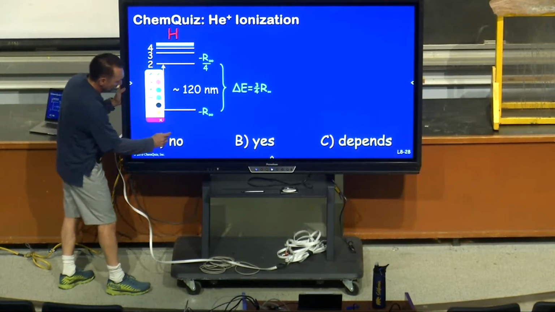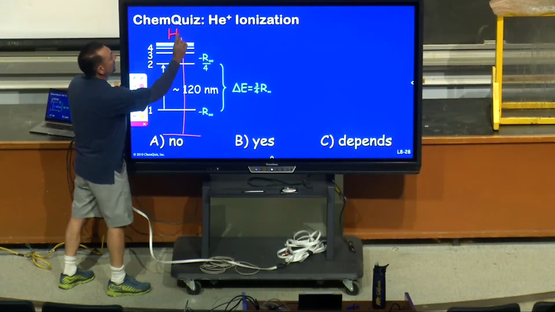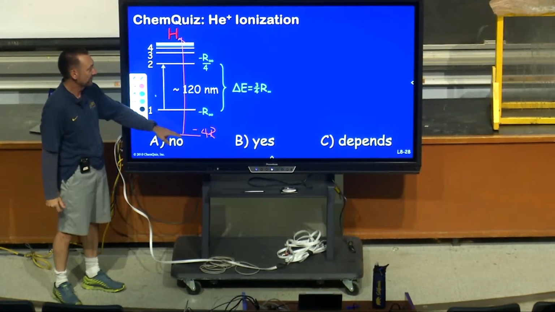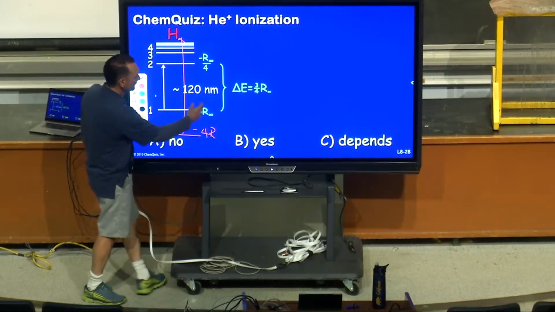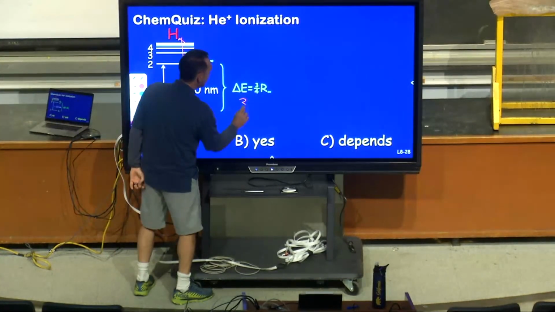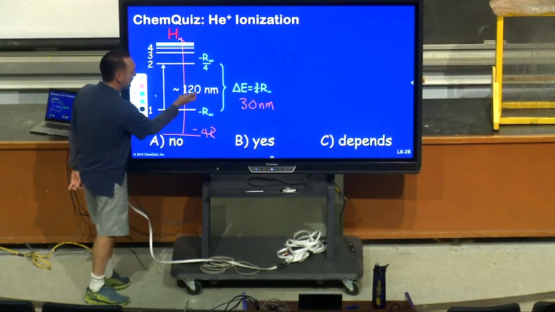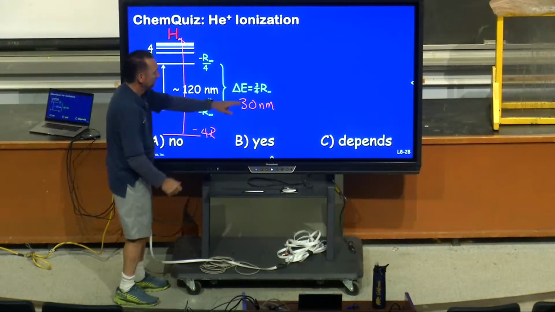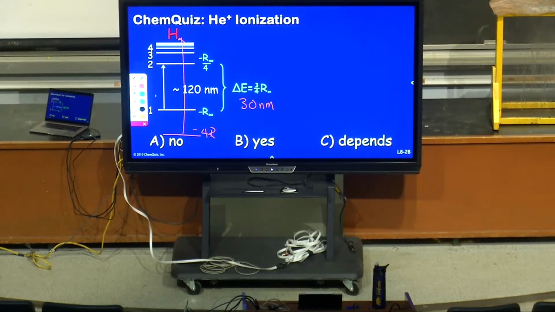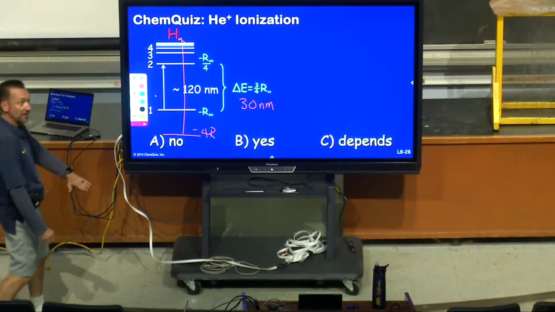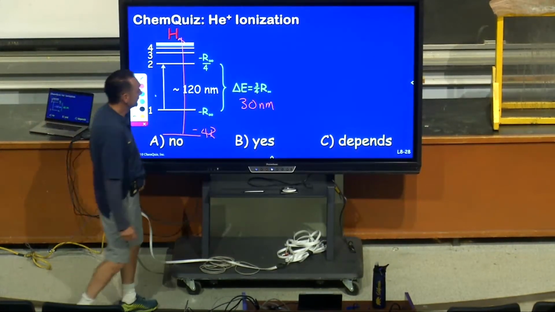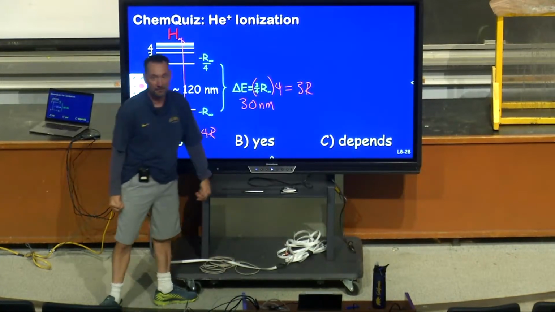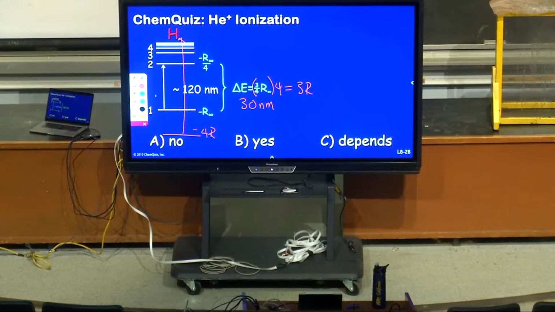But we also know it takes 4 Rydbergs to ionize helium plus. Well, 3/4 of a Rydberg is 120, but we asked about a 30 nanometer photon. And a 30 nanometer photon, how much more energy is that than that? It's 1/4 the wavelength. So 1/4 the wavelength means 4 times the energy. So this photon has 4 times this much energy, but that's still only 3 Rydbergs. So it's not enough. Okay?